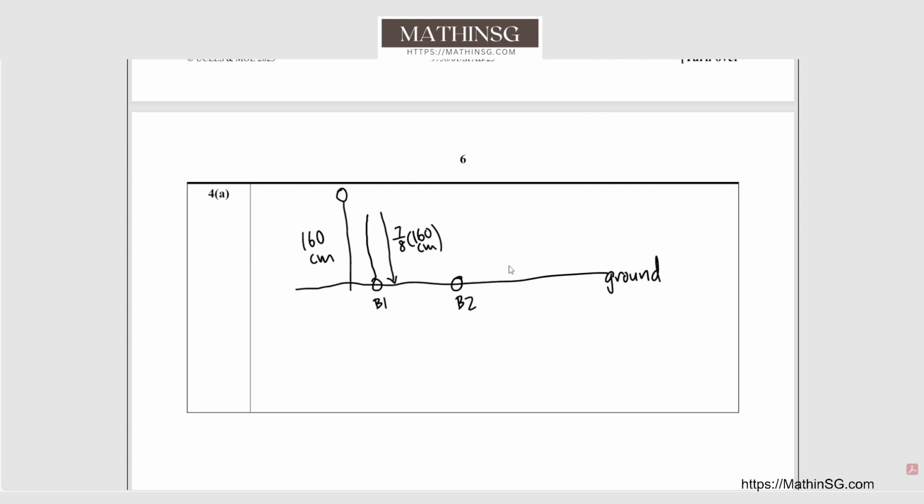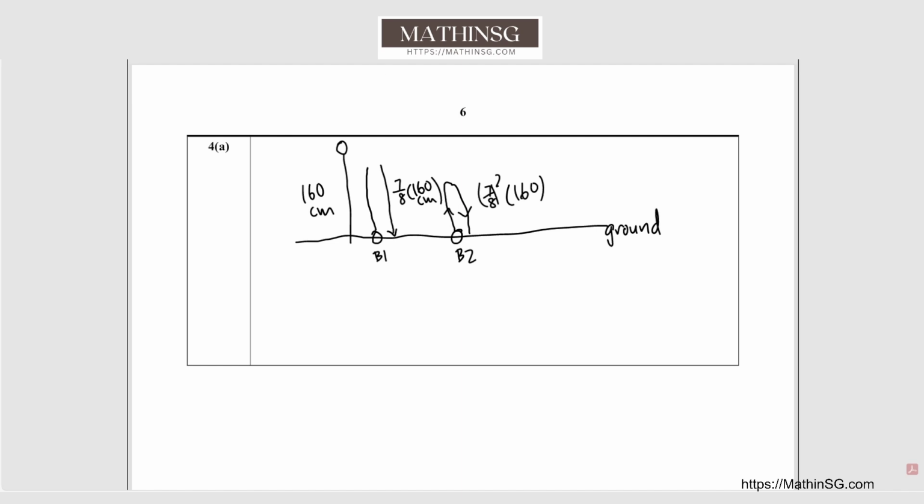Okay, so now at bounce 2, it will be 7 over 8 of this. So in other words, it's 7 over 8 times 7 over 8 times 160. So it's basically 7 over 8 squared times 160. Then it's going to go up here and down again, right? Okay, so basically this is what's happening.